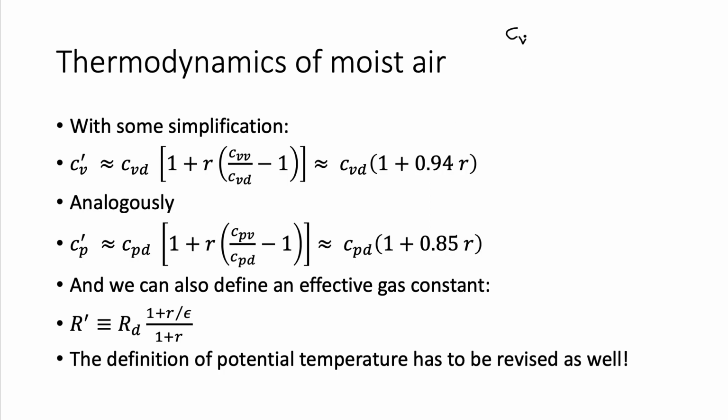CVD, these you can find tabulated, is about 719 joules per kilogram per Kelvin. Please always remember to specify the units because we're not mathematicians and units are important. CVV, as you probably guessed by the final result here, is about twice as much, and it's 1410 joules per kilogram per Kelvin.